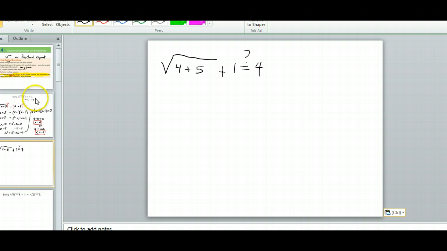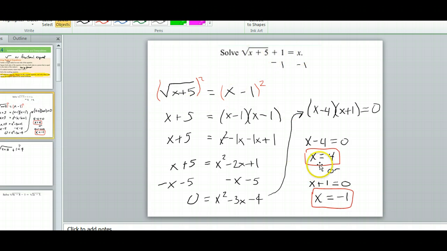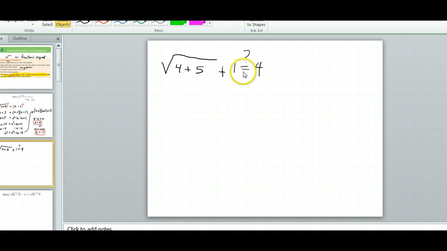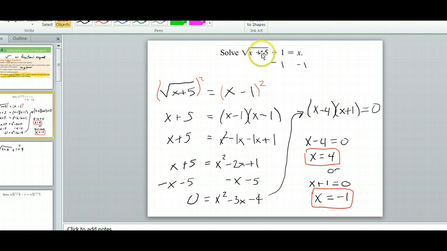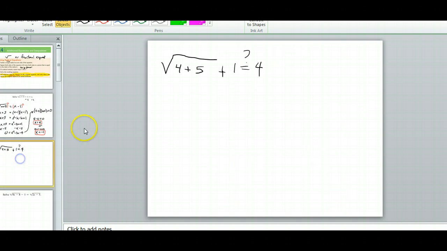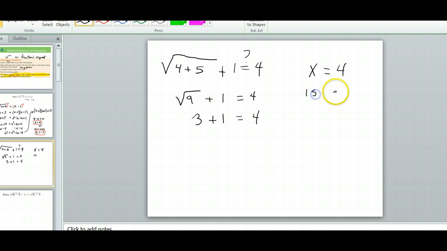Okay, meaning here's my original equation. I'm plugging in 4 in for everywhere I see an x. So the square root of 4 plus 5, plus 1, equals 4? Alright, 4 plus 5 is 9. So I get the square root of 9 plus 1. Is that equal to 4? Yes, because the square root of 9 is 3, and 3 plus 1 equals 4. So x equals 4 is a solution, because it does work in the original.